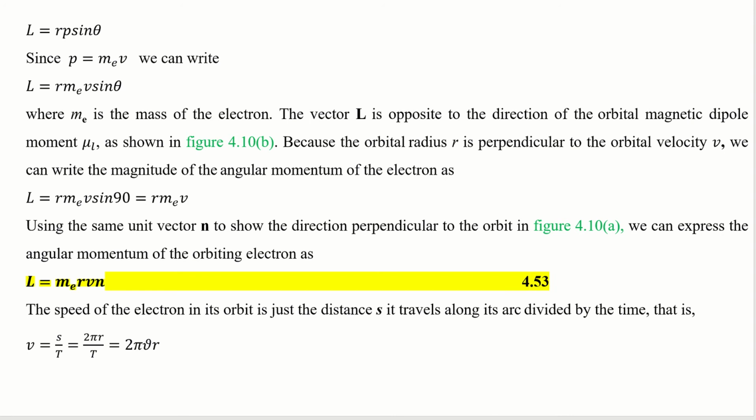And we have L, the angular momentum, equal to r cross p, and r cross p is equal to r p sine theta, where theta is the angle between r and p. But p is equal to m sub e multiplied by v. Therefore, we get L equal to r m sub e v sine theta, where m sub e is the mass of the electron and v is the velocity of the electron. The vector L is opposite to the direction of the orbital magnetic dipole moment mu sub L.